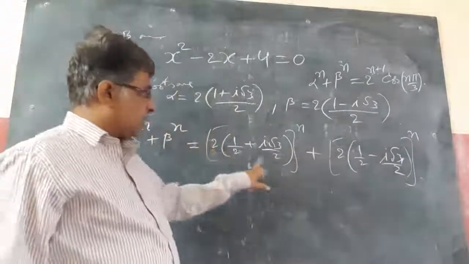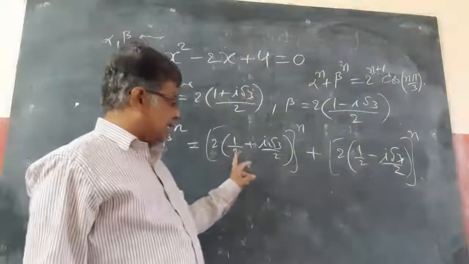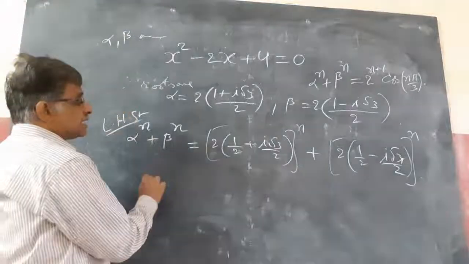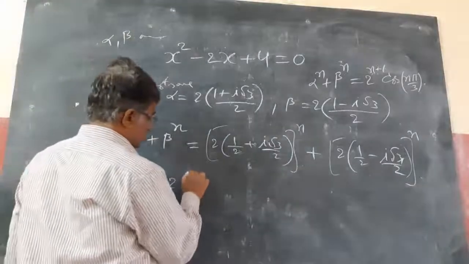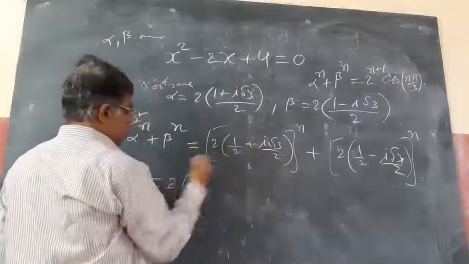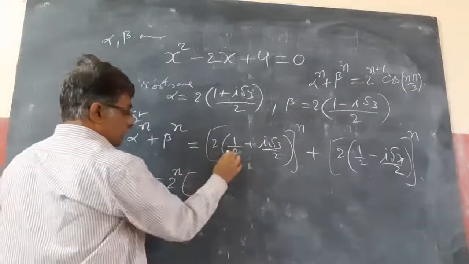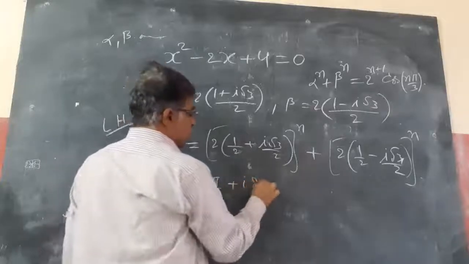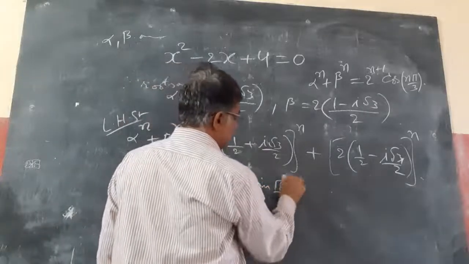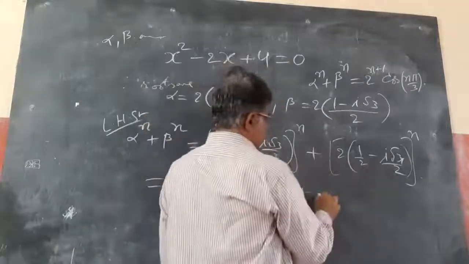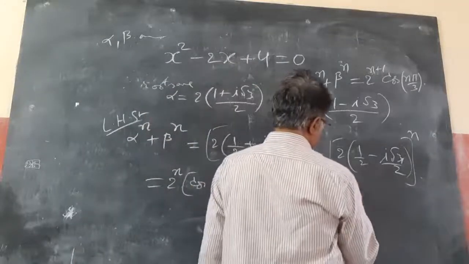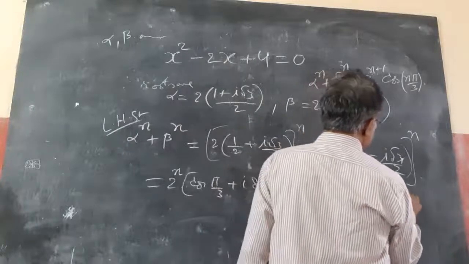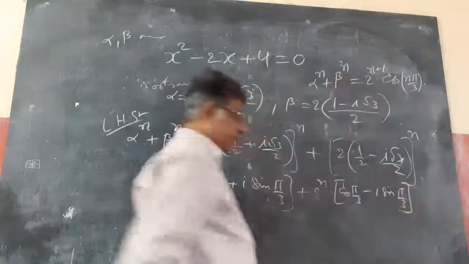Now this is r into cos theta plus i sin theta. What is theta? 1 by 2 is cos 60, root 3 by 2 is sin 60, so theta is 60 degrees. So 2 into whole power n, I can write 2 power n into cos 60 degrees (pi by 3) plus i sin 60 degrees (sin pi by 3), plus this again 2 power n into cos pi by 3 minus i sin pi by 3.